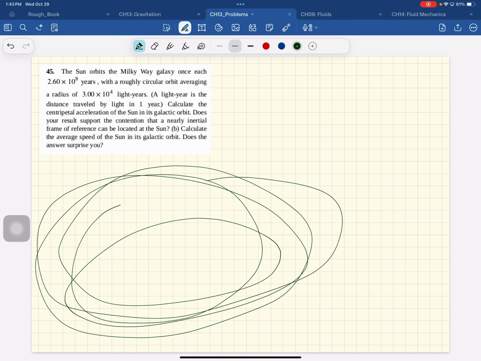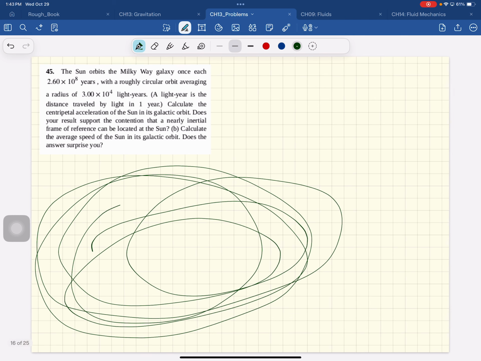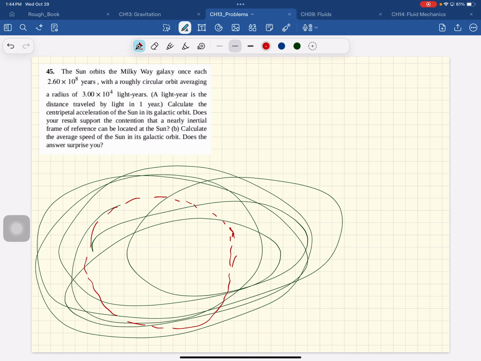So this is the Milky Way galaxy. Our sun is somewhere here. And nothing in the universe is stationary. Everything is moving. So we are going in a circular orbit. And what this is saying is it takes us 260 million years to go around.